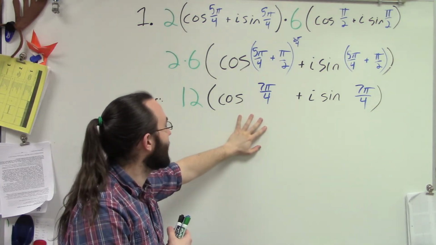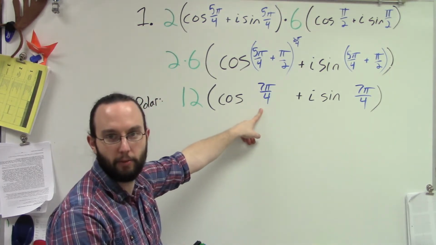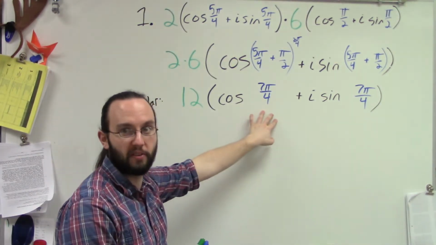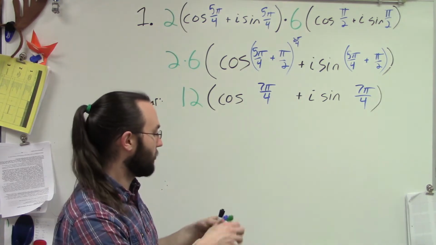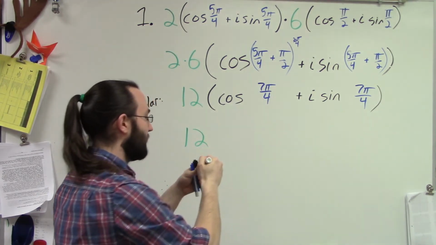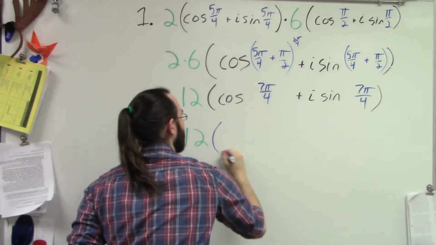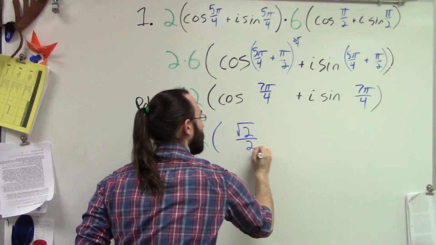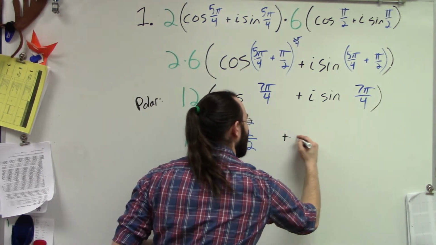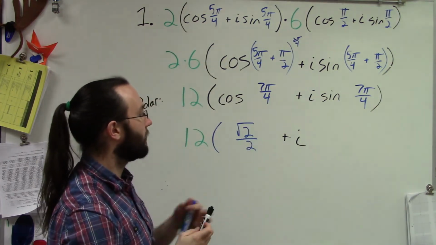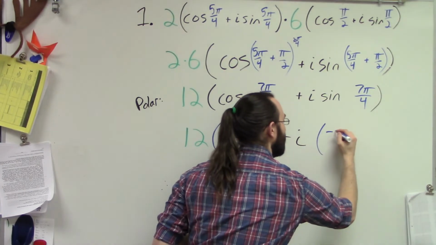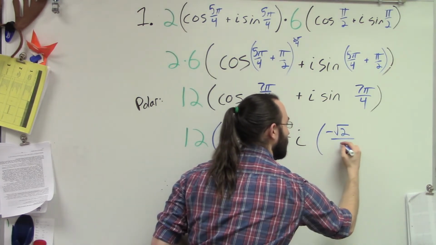So converting to rectangular form here, I have cosine of 7 pi over 4. Really helpful to have a unit circle here. 7 pi over 4 is in the 4th quadrant, so cosine is going to be positive there. The 12 still hanging around. Cosine of 7 pi over 4 is root 2 over 2. And then the I sine portion, don't lose that I. There is still an I there. Sine of 7 pi over 4 is negative root 2 over 2. Again, 4th quadrant, so sine is going to be negative.